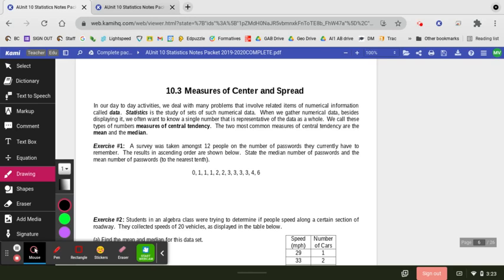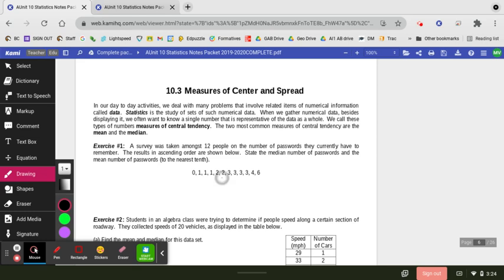In our day to day activities, we deal with many problems that involve related items of numerical information called data. Statistics is the study of sets of numerical data. When we gather numerical data, besides displaying it, we often want to know a single number that represents the data as a whole. We call these numbers measures of central tendency. Two most common are the median and the mean.